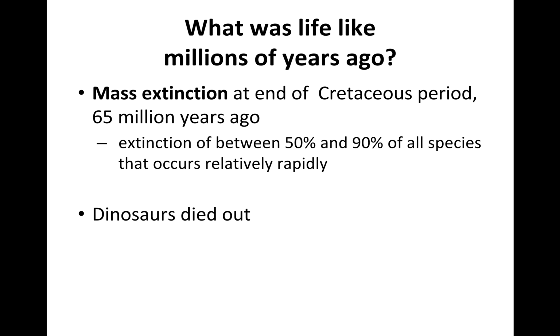There's another mass extinction at the end of the Cretaceous period, about 65 million years ago. This extinction of between 50% and 90% of all species is when the dinosaurs died out. This is the one we hear about all the time.